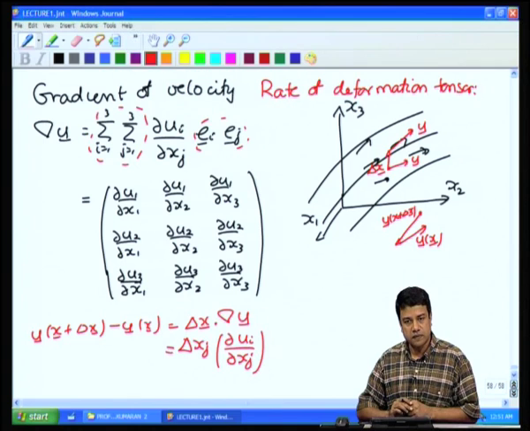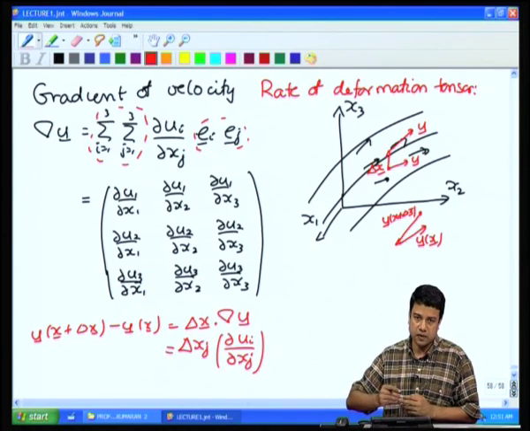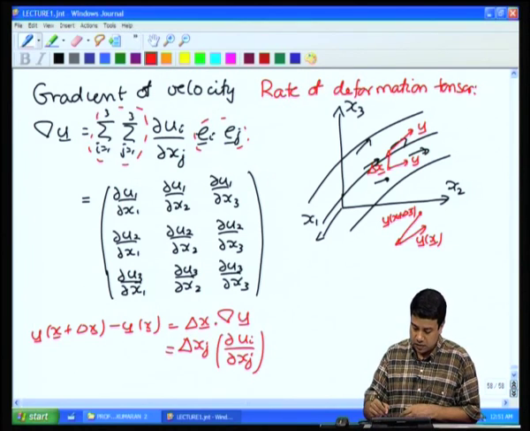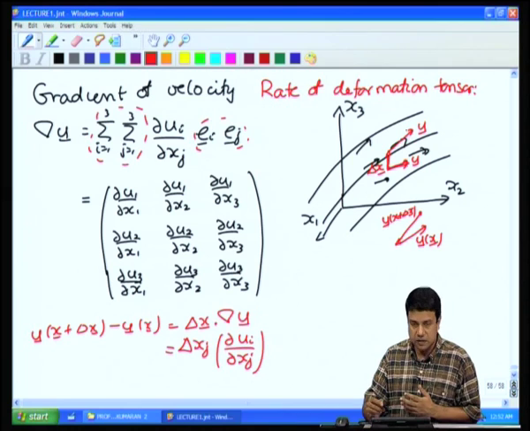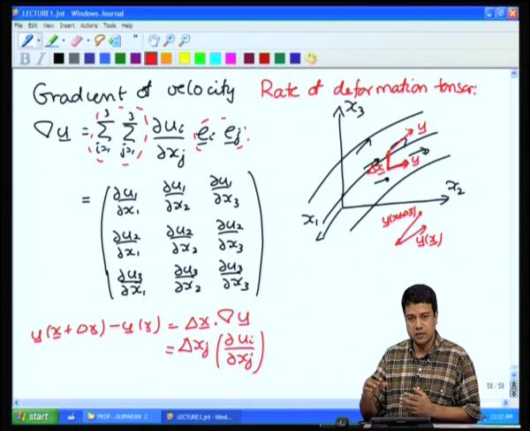What is the implication of this? If this grad u were equal to 0, there is no change in velocity as you move. So, you have one point which is moving with some velocity, and an adjacent point is moving with exactly the same velocity. As time progresses, the difference between those 2 points will remain exactly the same. That means that the material line that connects these 2 points does not change, it does not stretch or rotate.